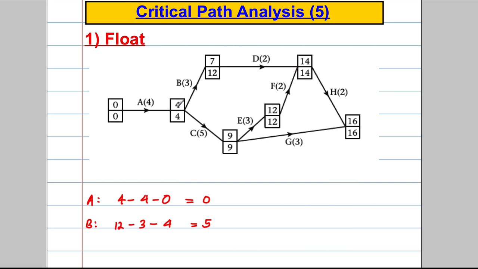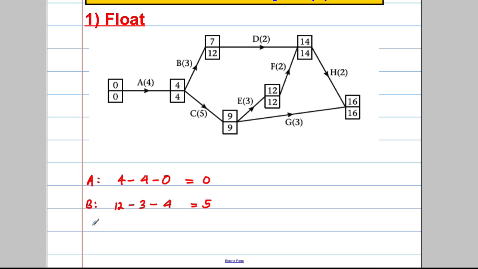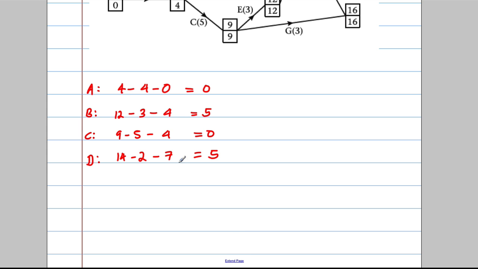Let's just make sense of that. Obviously, you can get here at 4. Your activity's 3 long, so that gives you to 7. But as long as you leave here by 12, you don't delay the project. So you've got that extra slack of 5. Activity C, well, it's 9, take away 5, take away 4, which is 0. Activity D, 14, take away 2, take away 7, which is going to be equal to 5. Okay, you get here at 7, your activity's 2 long, which takes you to 9, but as long as you leave here by 14, you're fine. So that gives you a float of 5.